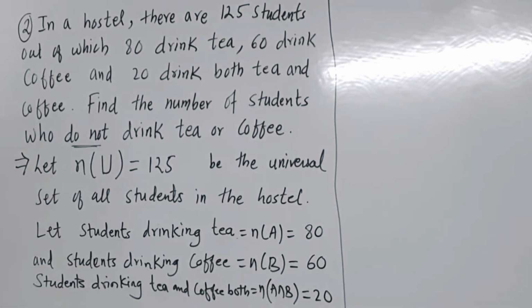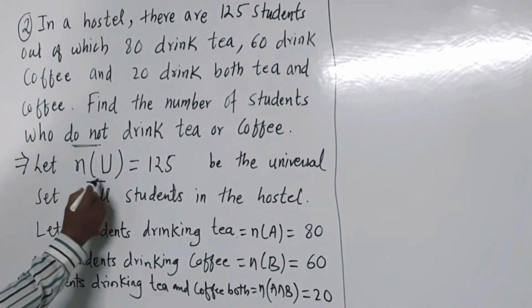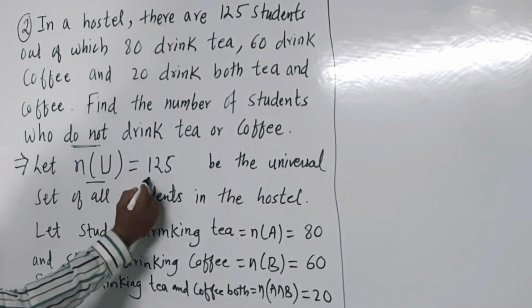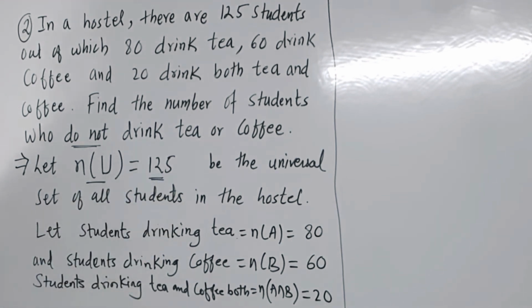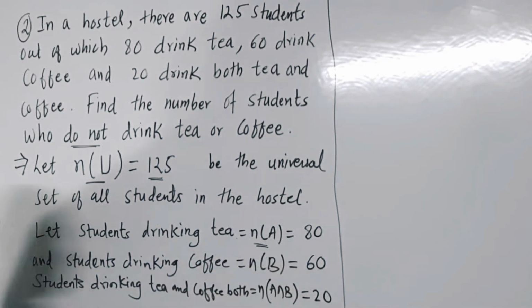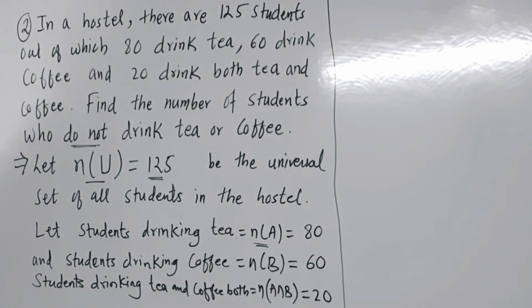So let us assume that the total number of students in the hostel, n(U), the universal set, is 125, the universal set of all students in the hostel. Let the number of students drinking tea be n(A), that is n(A) is equal to 80, which is given.